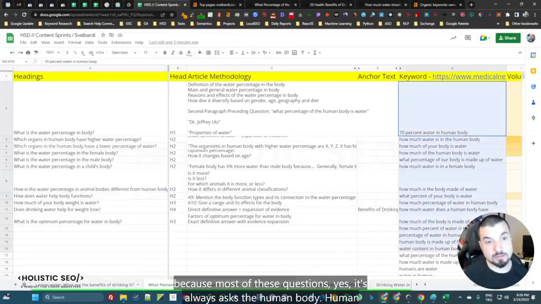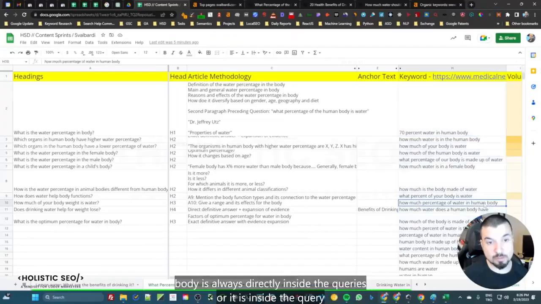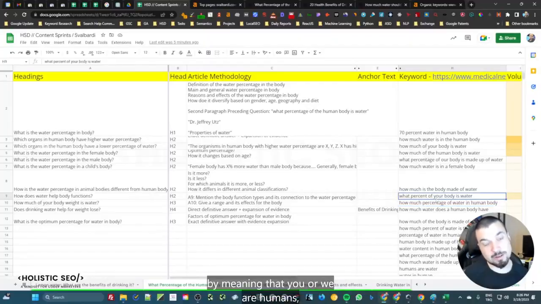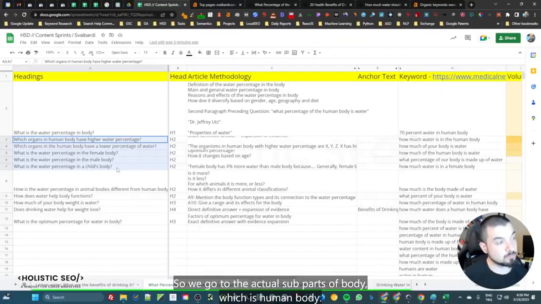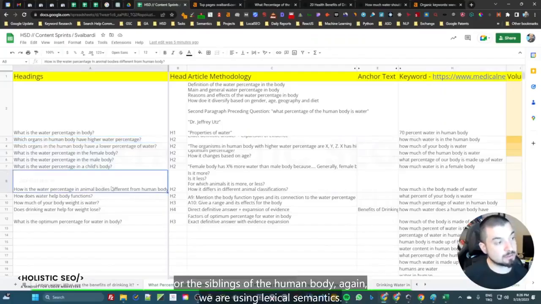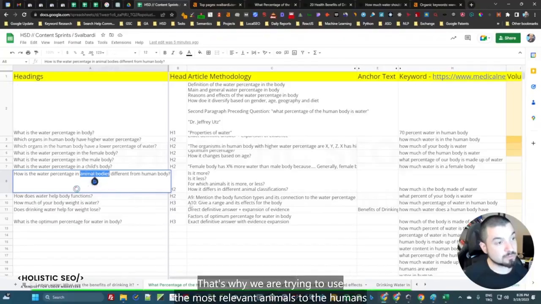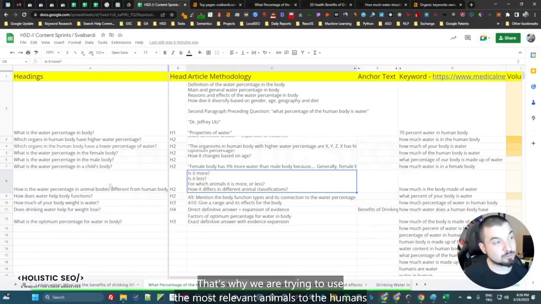Because most of these questions always ask about the human body. The human body is always directly inside the queries, or it is inside the query by meaning that we are humans. But at the same time, the alternate context, which is connected back to the actual human body, is the animal body. So we go to the actual subparts of the body, which is the human body. Then we go to the alternates or the siblings of the human body. Again, we are using lexicosemantics. In this case, we ask about animal bodies because which animal it is is not certain. That's why we try to use the animals most relevant to humans and compare: is it more, is it less?